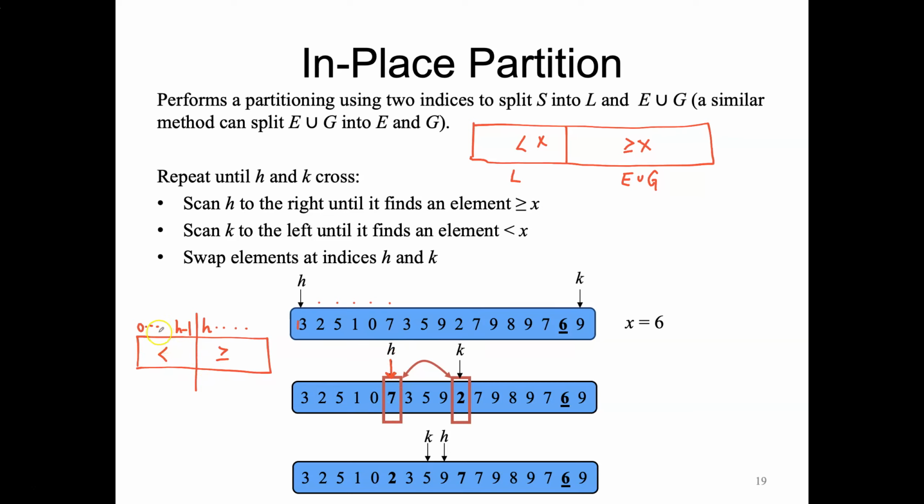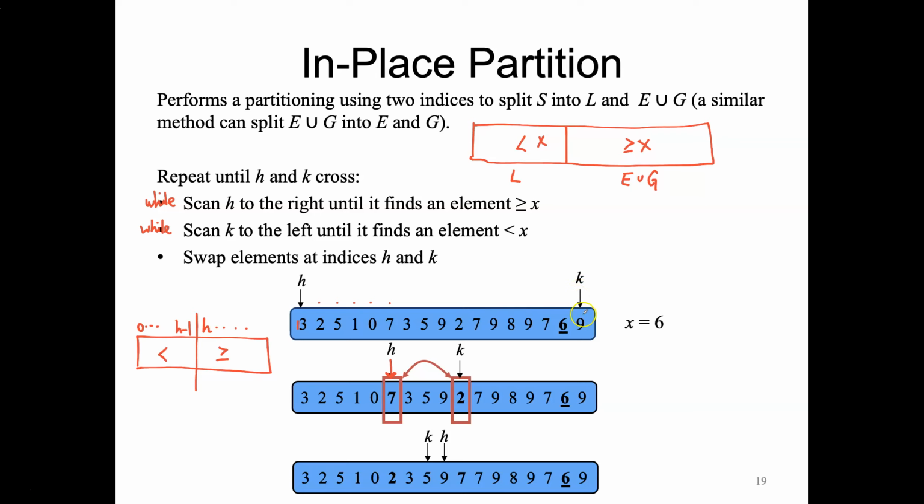This is where k comes into play. So we have a loop here to increment h until it finds some element greater than or equal to x. When we're finished with this while loop, h now points to something greater than or equal to x. And now we're going to have a consecutive second while loop. K starts at the right side, at the end of our list, whatever portion we're working on, and it will repeatedly decrement until it finds some element less than x.